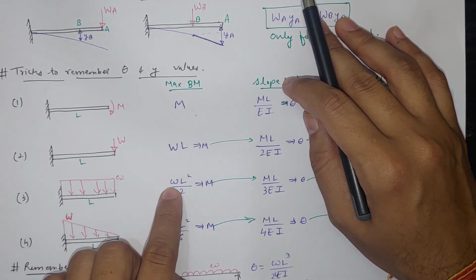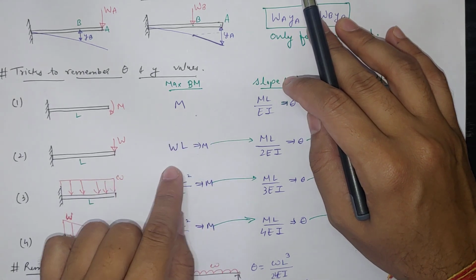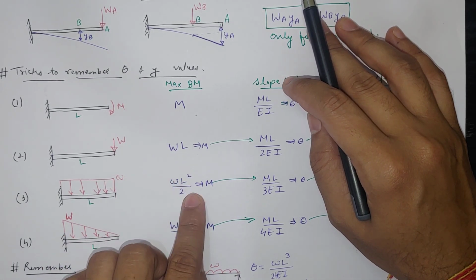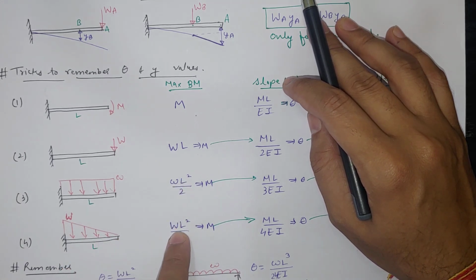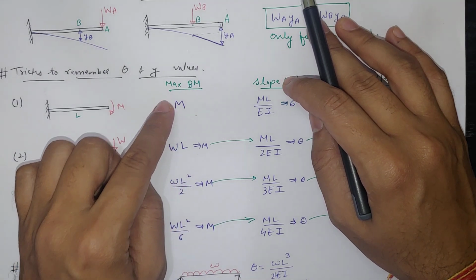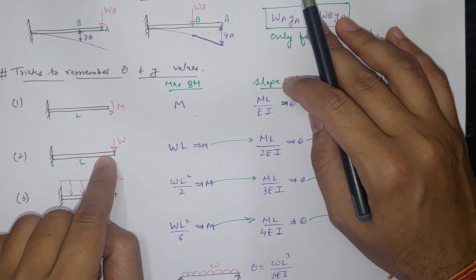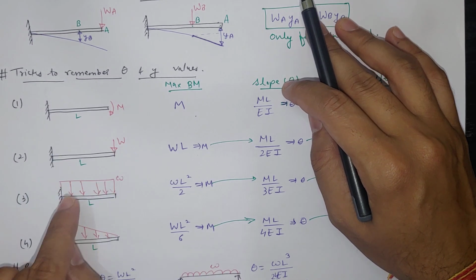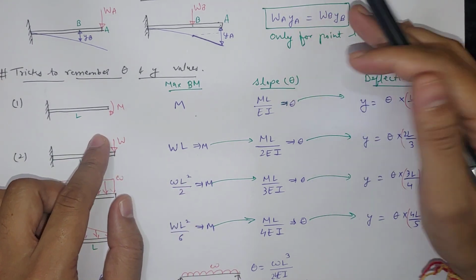In this, WL square by 2. In this scenario, maximum bending moment will be WL square by 6. So you have to remember M, WL, WL square by 2, WL square by 6. Here it is small w, and here capital W, WL square by 6. Here also capital W. So these four values you can directly remember, or you directly know this is M, this is M into L. In these two cases, you remember WL square by 2, WL square by 6.